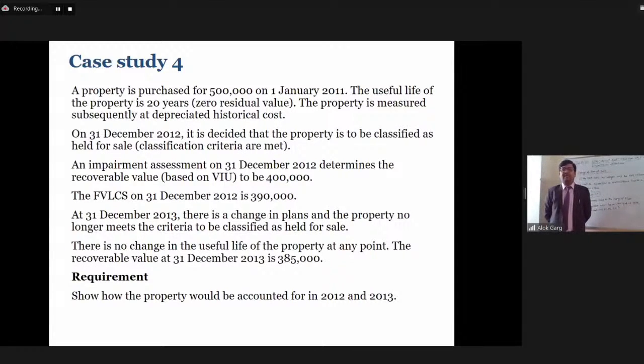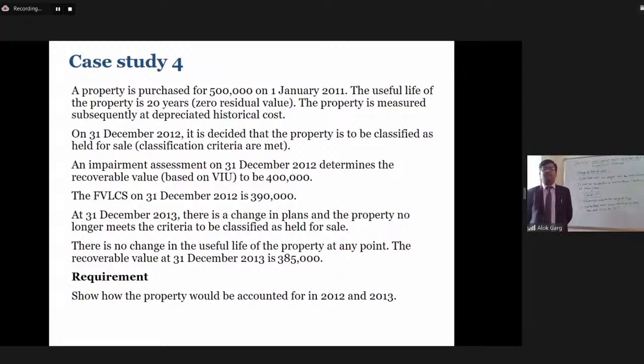So the property was acquired on 1st January 2011. The value is 5 lakh, life is 20 years. So what is the per annum depreciation? It is 25,000. Okay. On 31st December 2012. So 31st December 2011, 31st December 2012.